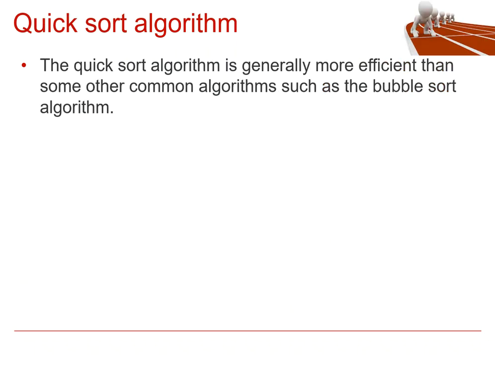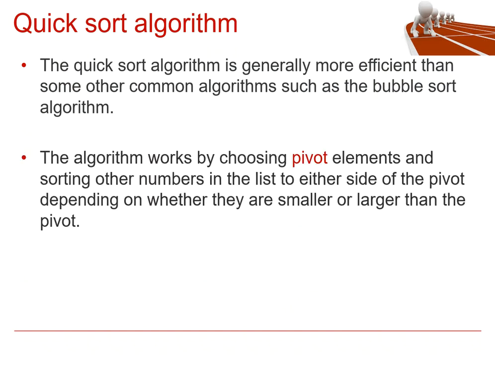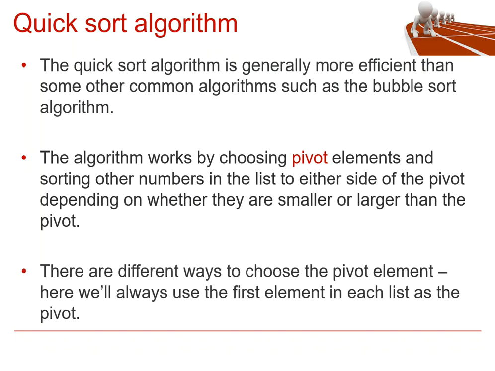Now, the Quicksort algorithm is called the Quicksort algorithm because it is generally more efficient than some of the other common algorithms that you might meet. It works by choosing pivot elements and then arranging the numbers in the list either side of that pivot depending on whether they are smaller or larger. And in this spec, what we always do is to choose a pivot as the first element in each list.